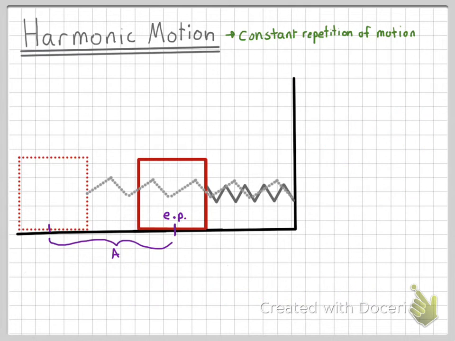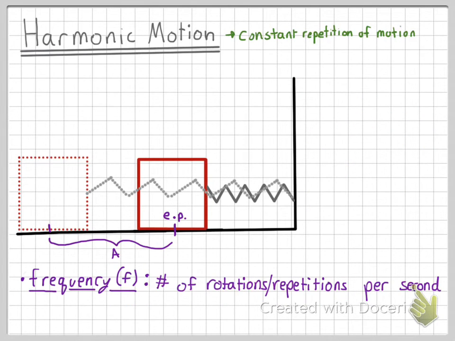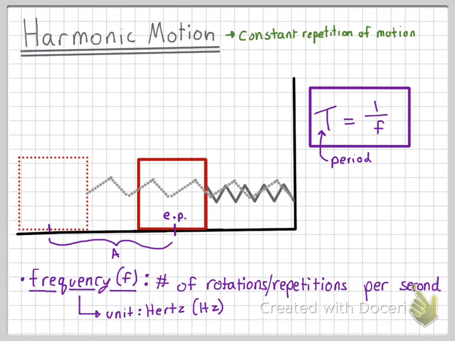So the last term that we're going to cover is frequency, which we've already discussed before with electromagnetic radiation. Frequency is the number of rotations or vibrations that occur in 1 second. The unit for frequency is a hertz, which is abbreviated with a capital Hz. The relationship between period and frequency is that the period is equal to 1 over the frequency.